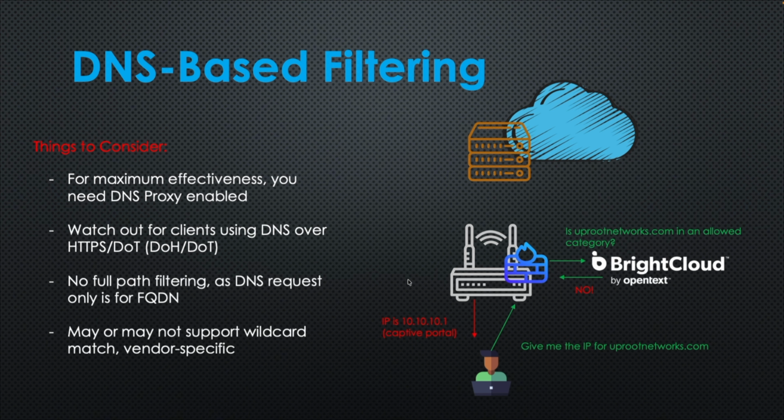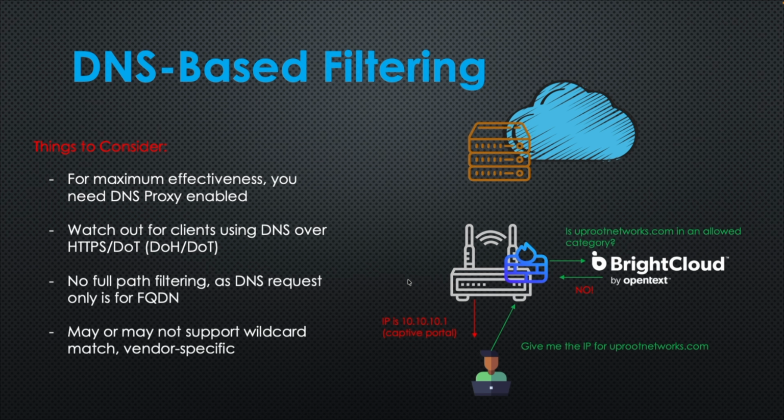An easy way to avoid this is putting policies in place blocking DNS over HTTPS and DNS over TLS. However, most firewalls categorize this as an application, so you have to have a firewall which supports application-based filtering. DNS-based filtering also does not support full path URLs, as the DNS request only includes the fully qualified domain name. And from my past experiences, DNS filtering may or may not support a wildcard match.